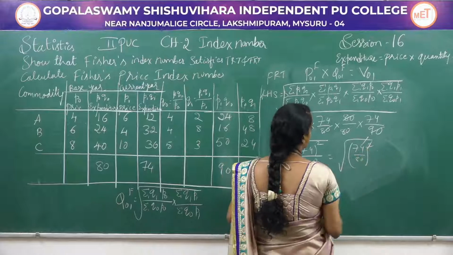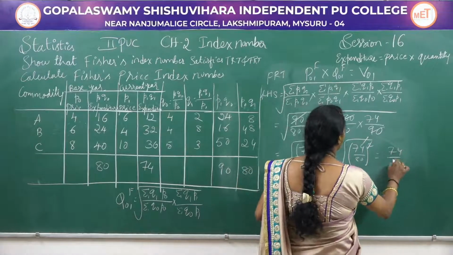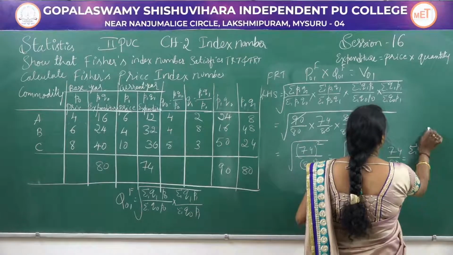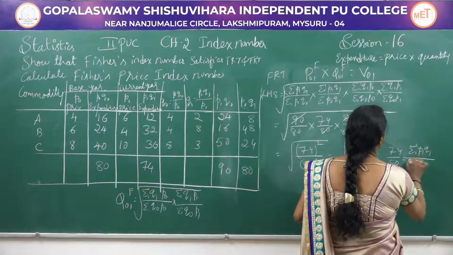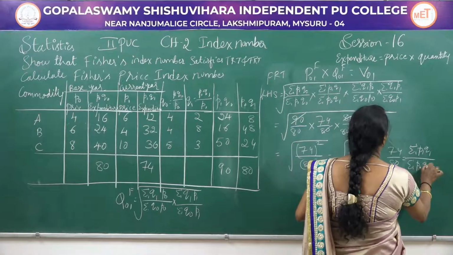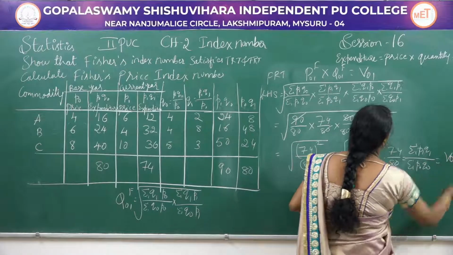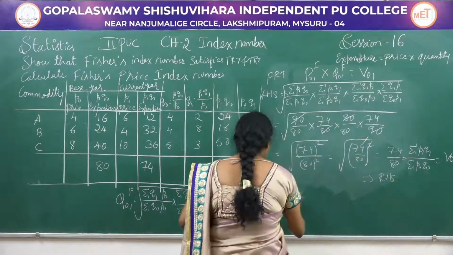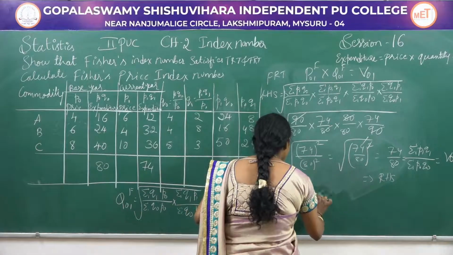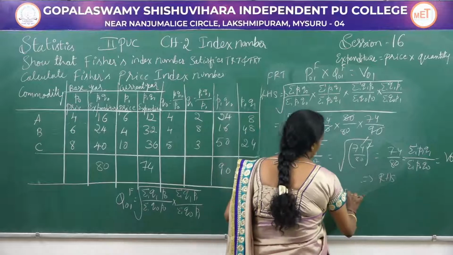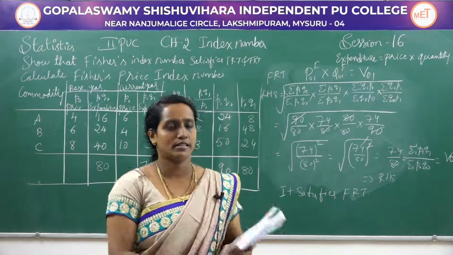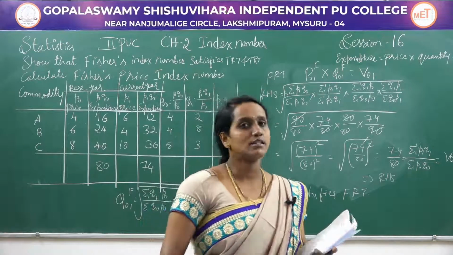Root and square will get cancelled. This is 74 by 80. This is nothing but summation of P1 Q1 by summation of P0 Q0, and this is our value index and this is our RHS. So it satisfies FRT, that is factor reversal test. It satisfies the factor reversal test also.